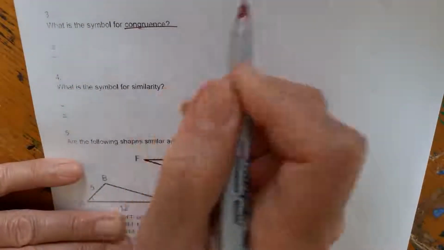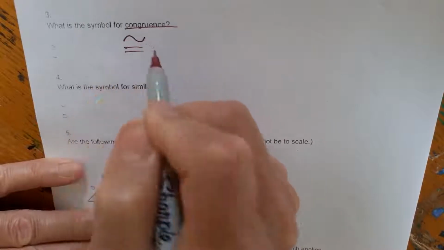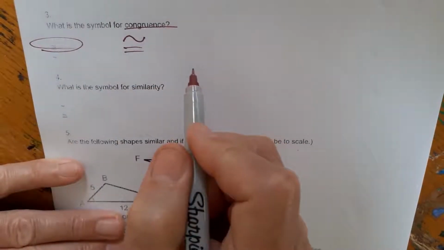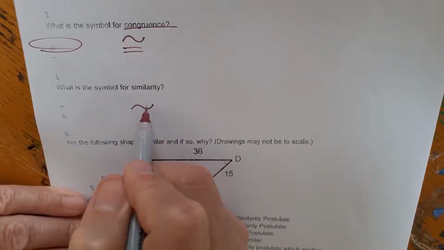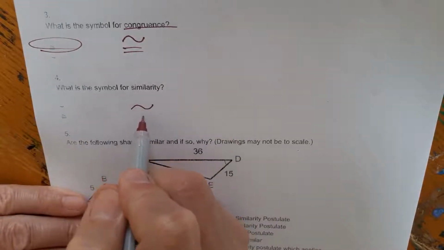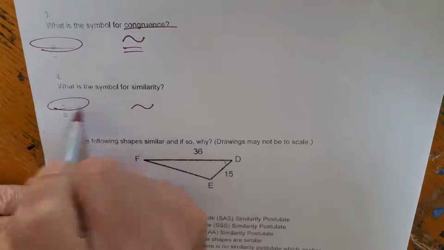What's the symbol for congruence? It's an equal sign with a squiggly over it. It's this one here. What's the symbol for similarity? It's this squiggly sign. Look at your keyboard in the top left corner if you want to see a similarity symbol. Okay, right here.